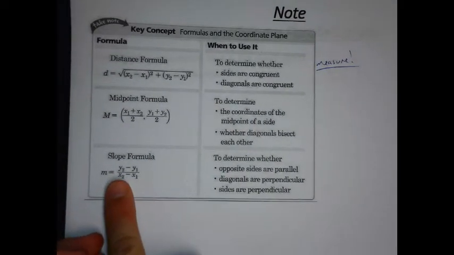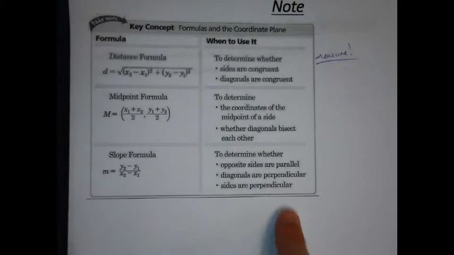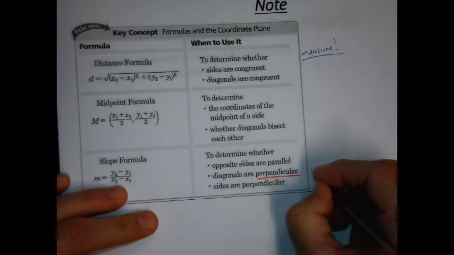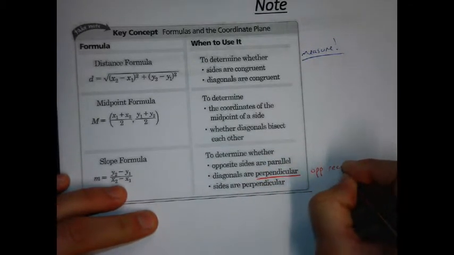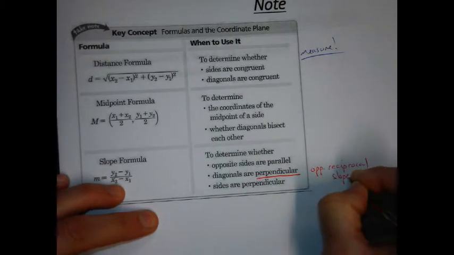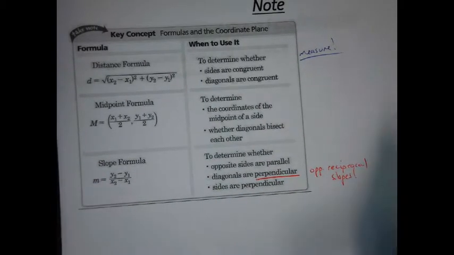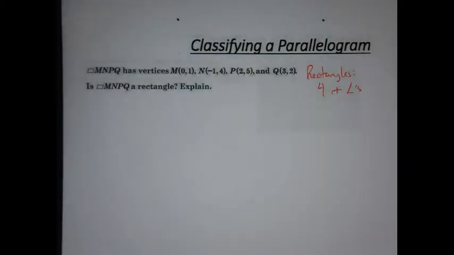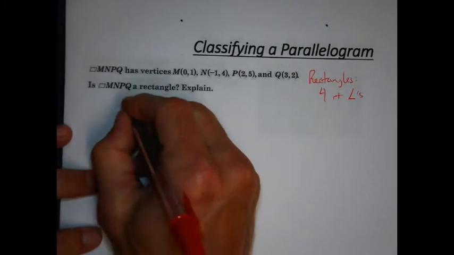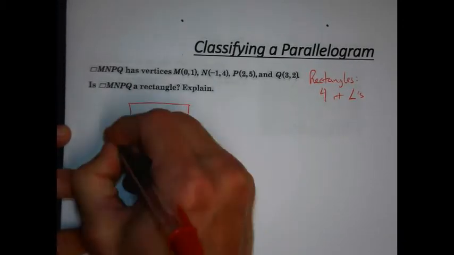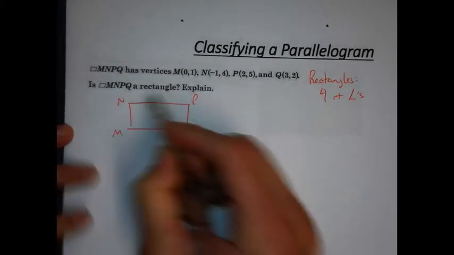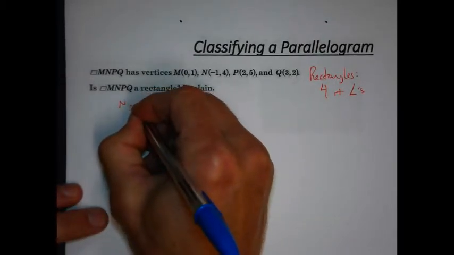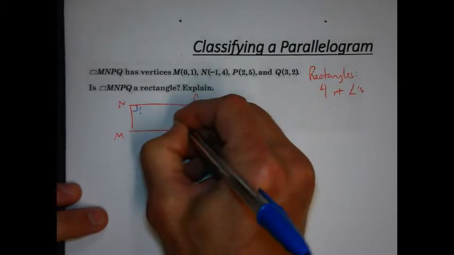Slope. Remember, if we have perpendicular slopes, if you recall, opposite reciprocal slopes, those then are perpendicular lines. So let's do that. Let's tell if these have opposite reciprocal slopes. So if we have a basic rectangle, and we call it MNPQ, can we tell if we have 4 right angles? Okay, so that's what we're going to figure out.